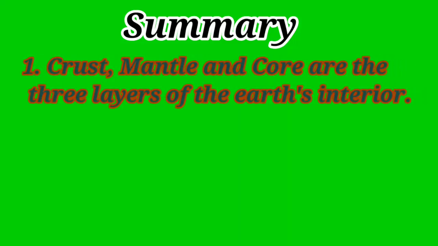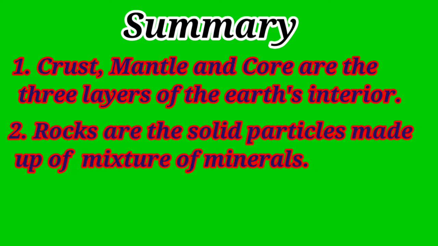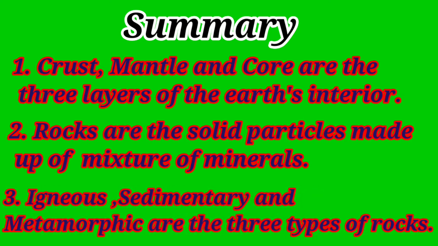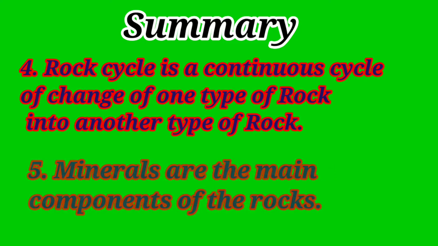Before winding up, let's discuss some important points. Crust, mantle and core are the three layers of the earth's interior. Rocks are solid particles made up of a mixture of minerals. Igneous, sedimentary and metamorphic are the three types of rocks. Rock cycle is a continuous cycle of change of one type of rock to another type of rock. Minerals are the main components of rocks. So these were the highlights of the chapter.